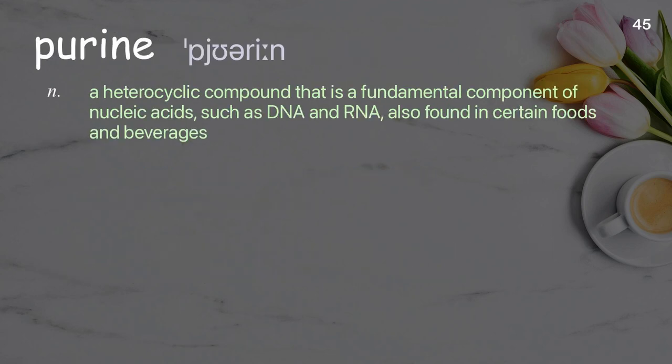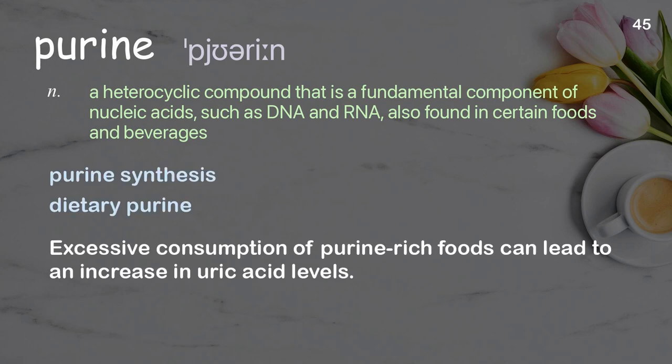Purine. A heterocyclic compound that is a fundamental component of nucleic acids, such as DNA and RNA, also found in certain foods and beverages. Examples: Purine synthesis. Dietary purine. Excessive consumption of purine-rich foods can lead to an increase in uric acid levels.